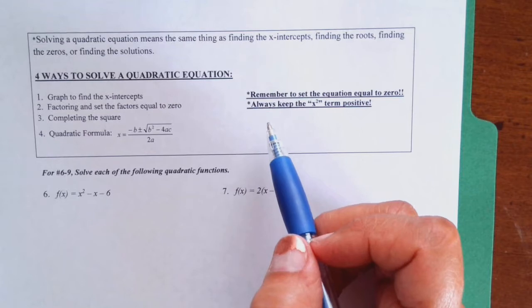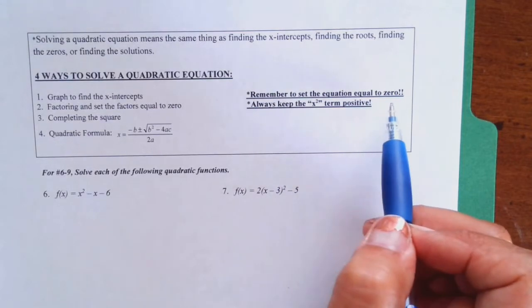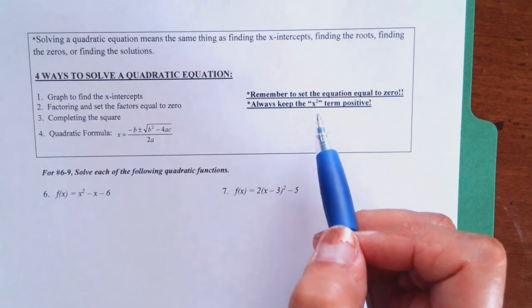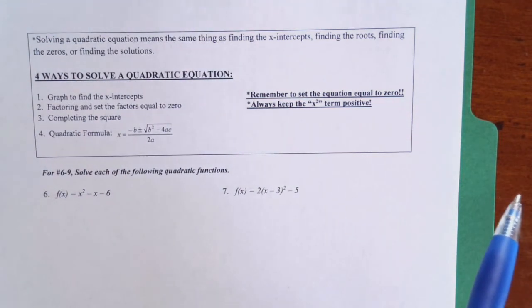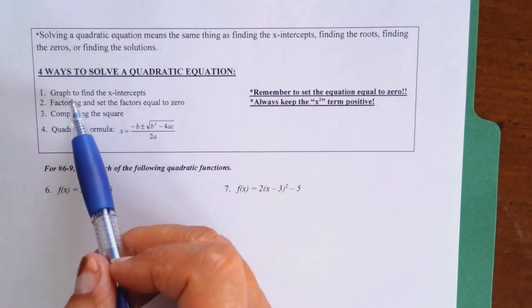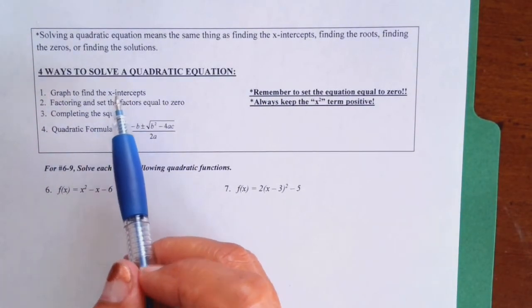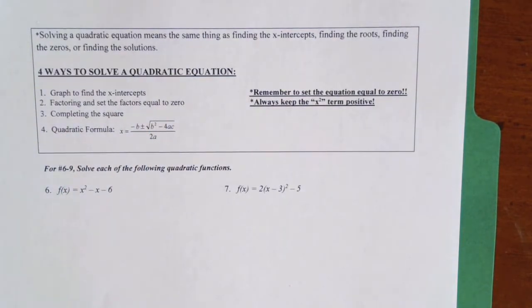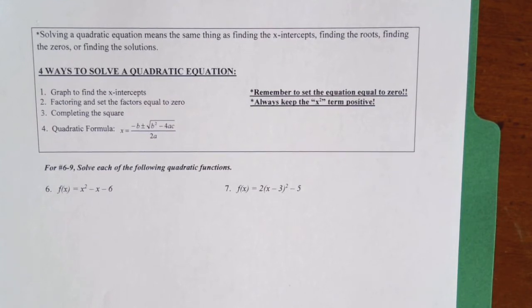A couple of things to remember when you're solving a quadratic. You always have to have the equation set equal to 0, and you always want the x squared term to be positive. It's just much easier for you to not make mistakes if you do that. All right, so the 4 ways, if you remember any of these. One is to graph it. You find the x-intercepts using the graph. One is to factor. One is to complete the square, and one is using the quadratic formula. So we're going to do one of each right now.